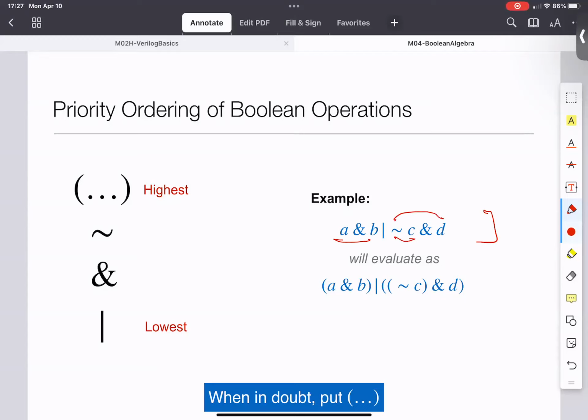You need to be comfortable with these things, because if you get the priority wrong, then of course it will evaluate to something totally different. When in doubt, put parentheses. That's what I like to do. Unfortunately, our brains are too tuned to regular algebra with plus and multiply, and that can complicate things. So stick with this.